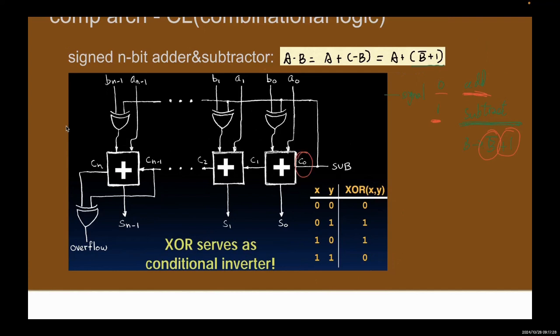So we have this circuit. The C0 was kind of wasted, since we always set it to 0. And now we can make a little change to the circuit. When the sub signal is 1, all the B bits are flipped, and we add a 1 to the input. That's very neat and clever. Is that clear?